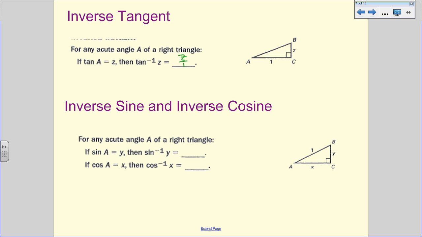So to find A, you're going to type tan inverse. I don't like how they have this typed in here, guys. So tan inverse of Z over 1. You're going to take opposite over adjacent.